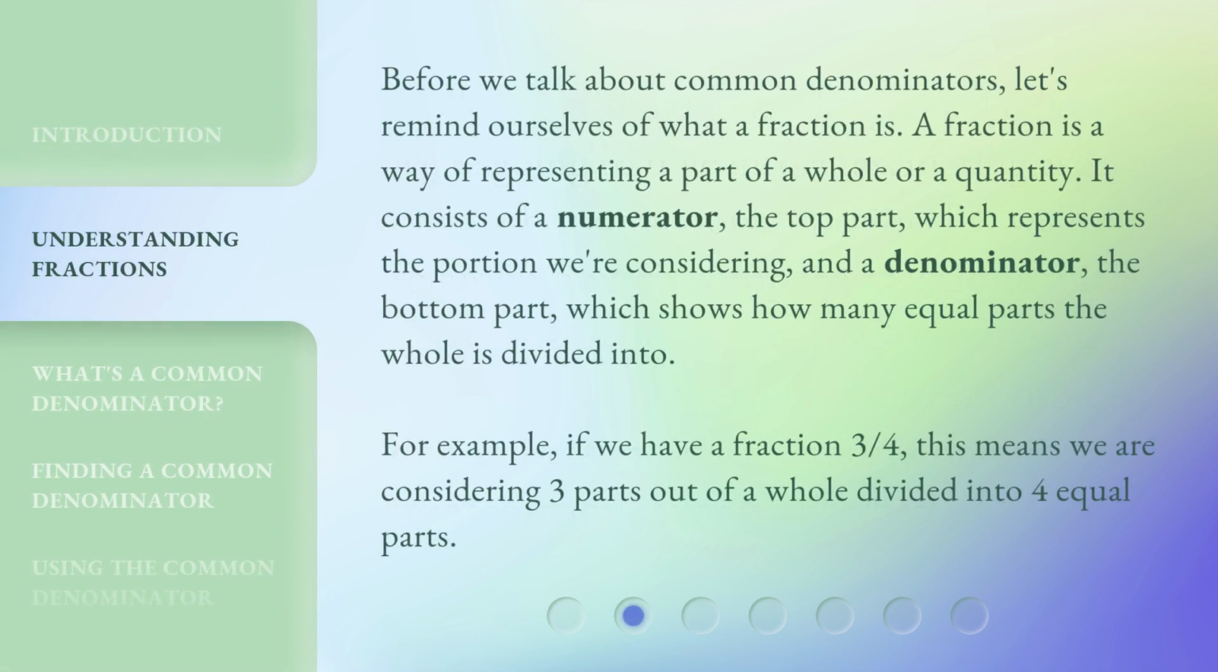Before we talk about common denominators, let's remind ourselves of what a fraction is. A fraction is a way of representing a part of a whole or a quantity. It consists of a numerator, the top part, which represents the portion we're considering, and a denominator, the bottom part, which shows how many equal parts the whole is divided into. For example, if we have a fraction 3/4, this means we are considering 3 parts out of a whole divided into 4 equal parts.